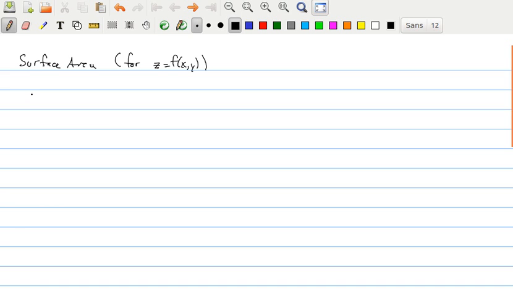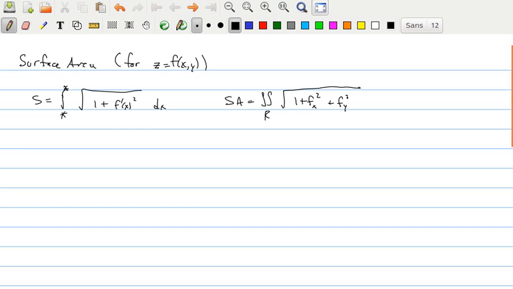Just like with arc length, if you recall, the formula for arc length was the integral from the starting point to the ending point of the square root of 1 plus f prime of x squared dx. Now the formula for surface area is related to this. It looks similar. Surface area is the double integral over some region of the square root of 1 plus the partial of f with respect to x squared plus the partial of f with respect to y squared, with respect to area. So the integrand looks similar: the square root of 1 plus the sum of the squares of all the partial derivatives. And this gives us the surface area of the region.